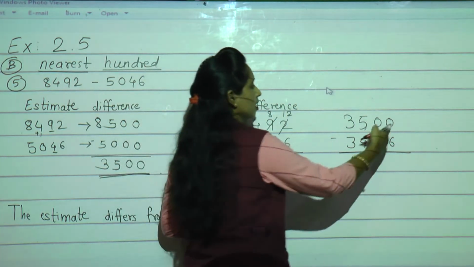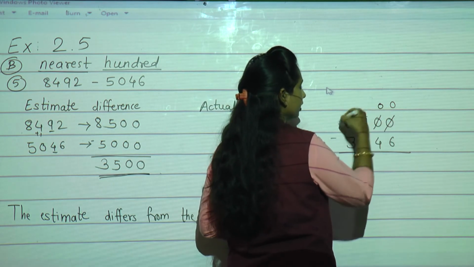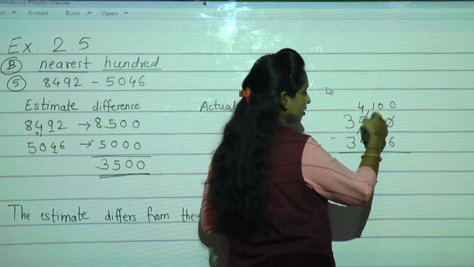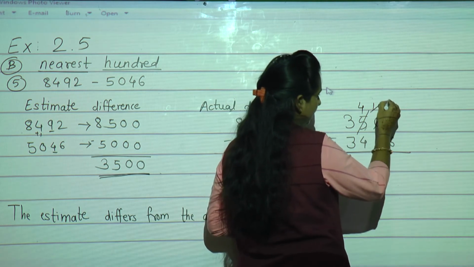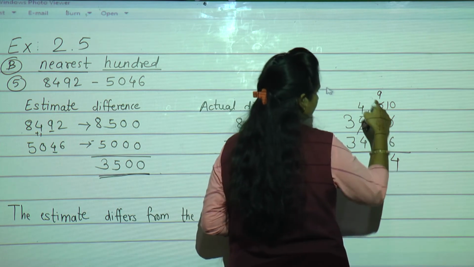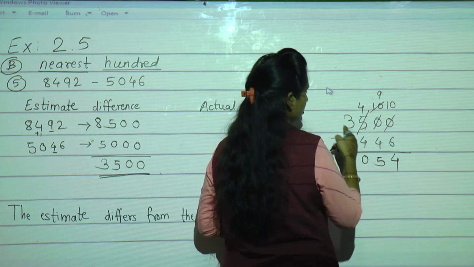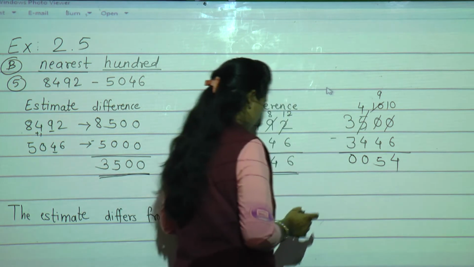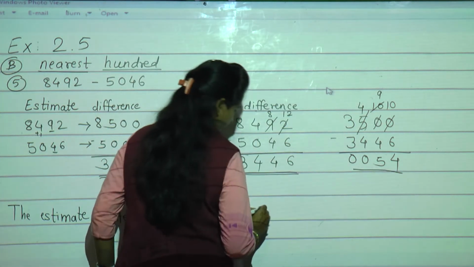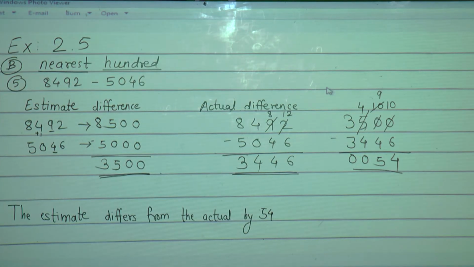Okay. Now 0 minus 6 we cannot do, and the neighbor also doesn't have, so he will go to the next neighbor, which is having 5. He will give 1, 4 will remain. So now this neighbor is having 10 in the tens place, so he will give 1 to the ones place and here 9 will remain. So 10 minus 6 is 4, 9 minus 4 is 5, 4 minus 4 is 0, 3 minus 3 is 0. So the estimate differs from the actual by 54. Understood till here? Yes, clear.